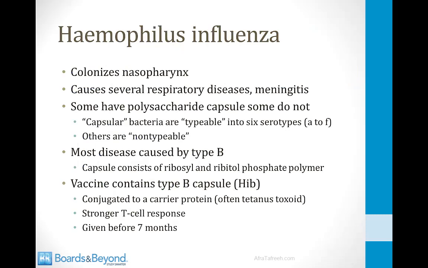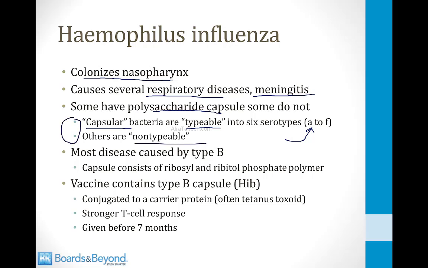Haemophilus influenza is a gram-negative bacteria that colonizes the nasopharynx, and it causes several respiratory diseases, and it can also cause meningitis. Some Haemophilus have a polysaccharide capsule, some do not. The ones that have a polysaccharide capsule are called capsular, and they are typable into 6 serotypes labeled A through F. The others are called non-typable, and we'll talk about this in a minute, but they cause different illnesses.